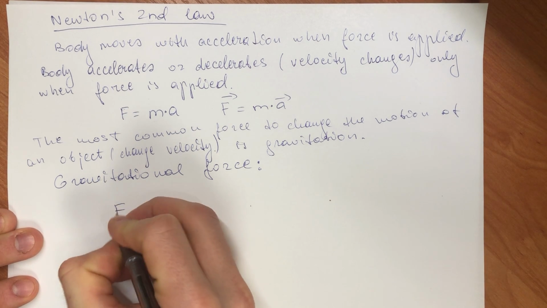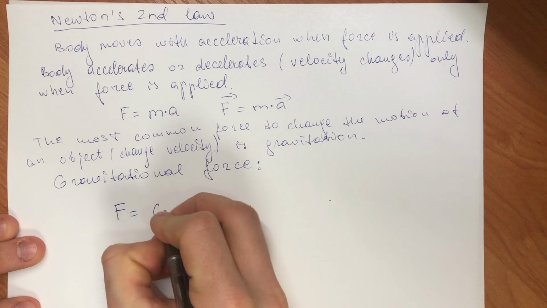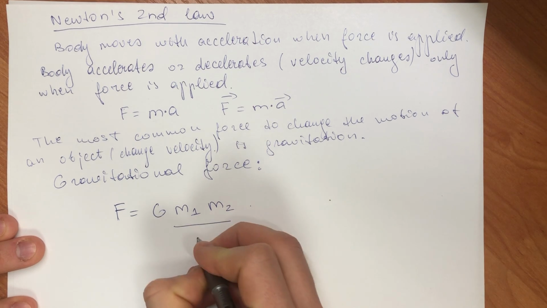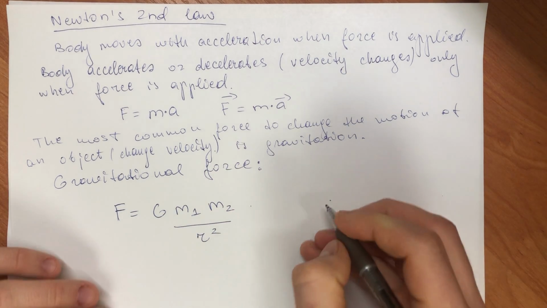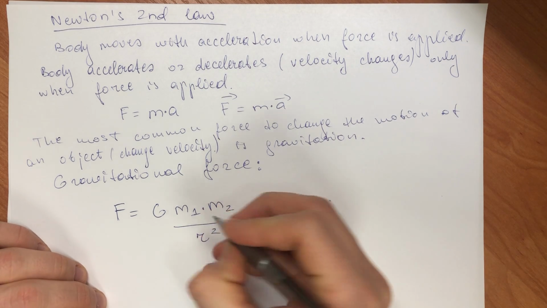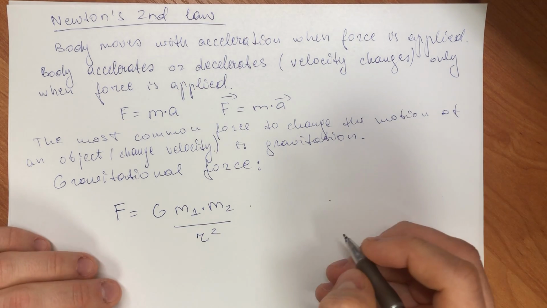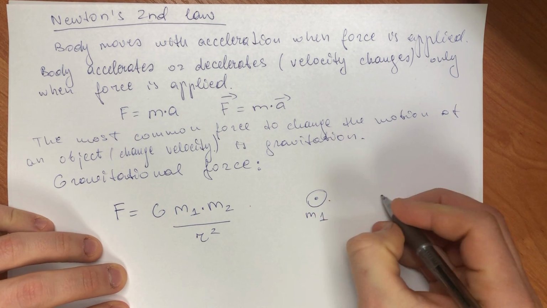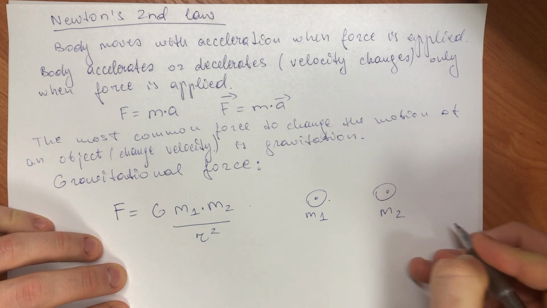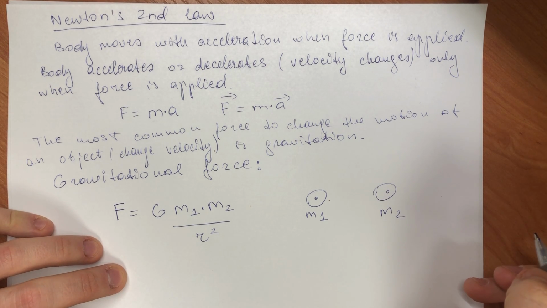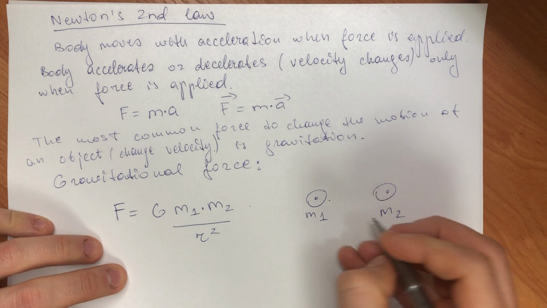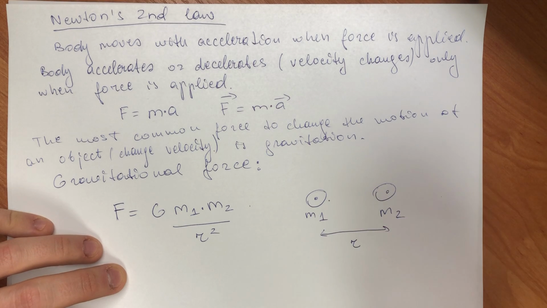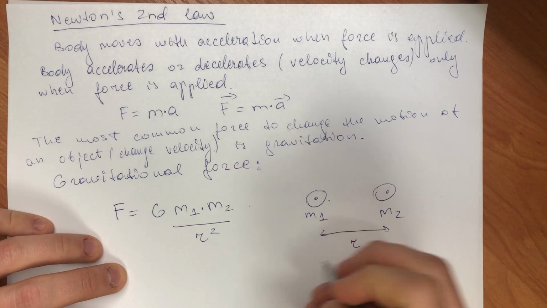So it's given like F. This is gravitational force, equal to capital G, m1 m2 divided by r squared. So if you have two masses, two bodies having mass, this is m1 and this is m2, and the distance between them is r. So they are attracting each other with a force.